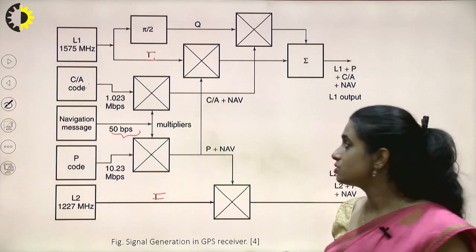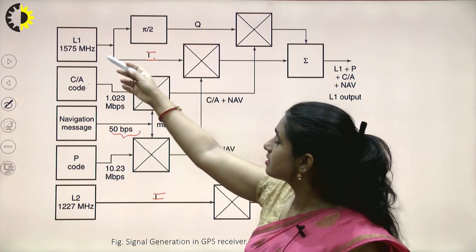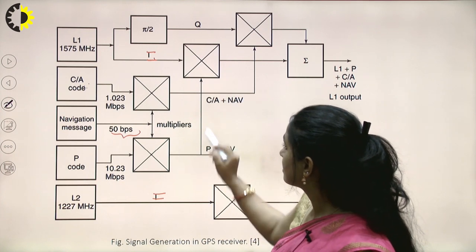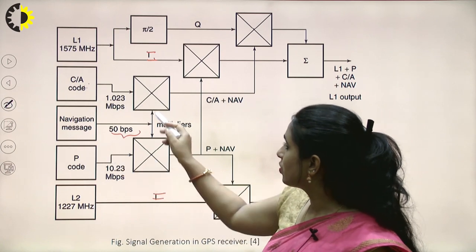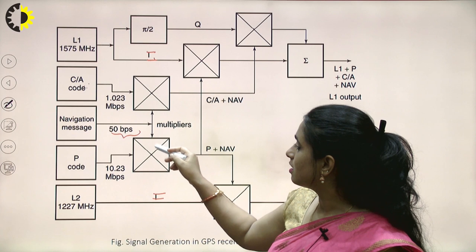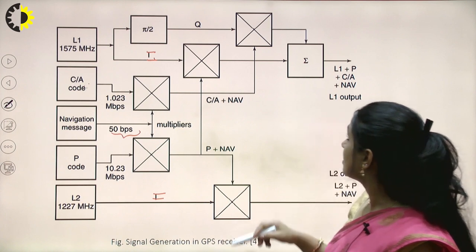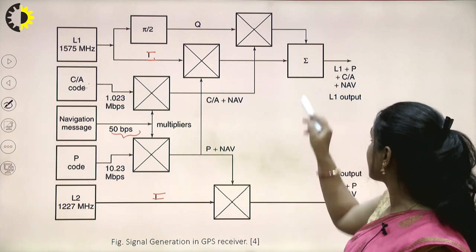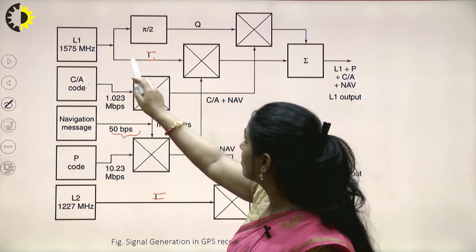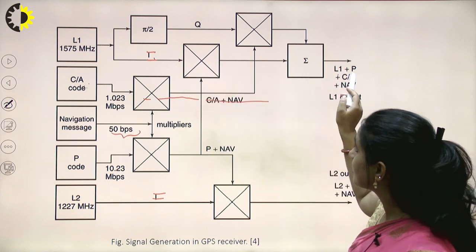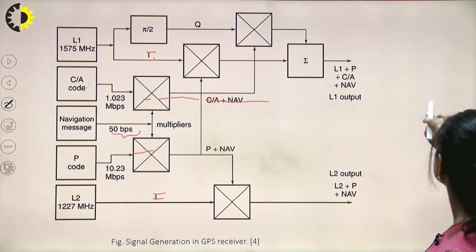Right? So this is a product modulator. Here we simply get the L1 and the P code, not directly the P code, but the P code after undergoing this product modulator through the CA code and the navigation message, right? So with the series of product modulators and summing the output, here we get L1. We can see L1 directly comes here, plus P. How P? P from here. Just a moment.